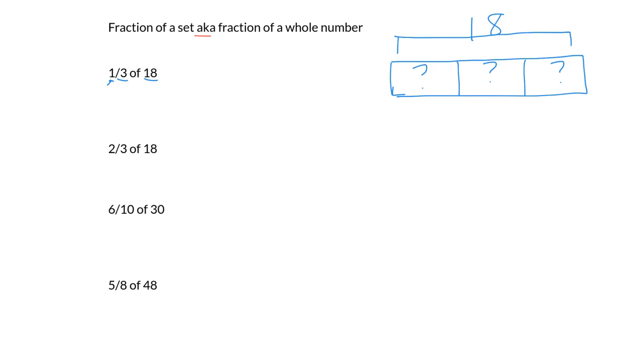And hopefully you're thinking, well, Miss Barker, I know that 18 divided by 3 equals 6, and you're right. And because we have one of those pieces, then our answer here is just going to be 6. 1/3 of 18 is 6. 18 divided by 3 is 6, times 1, because we have one piece, is 6. Okay, now we're going to do that same thing down here, except for now we have 2/3 of 18.